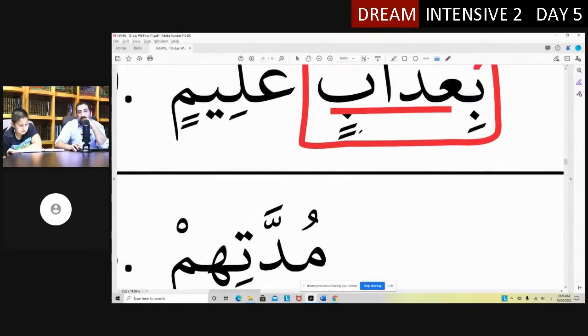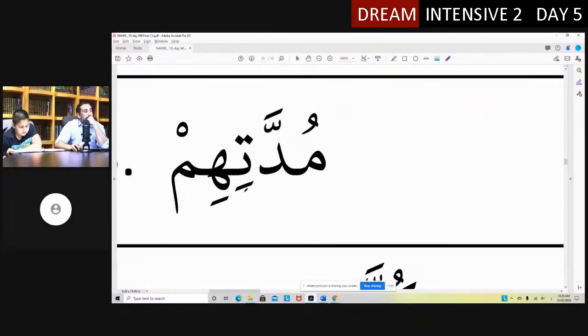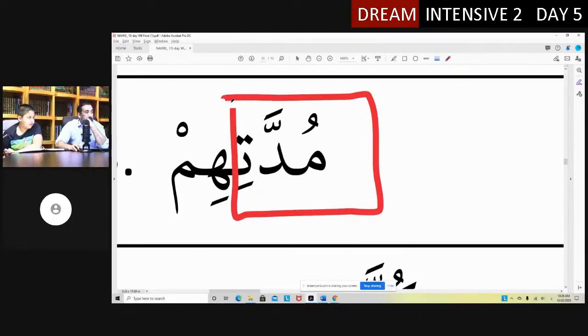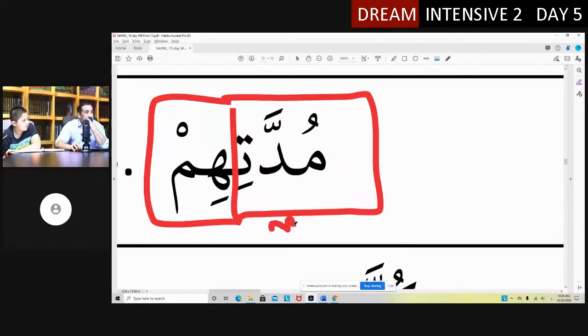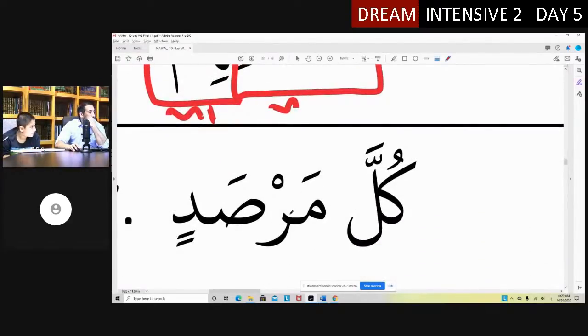And it cannot be a mudaf because it's heavy. Muddatihim. It's light, no al, and then the pronoun. So this would be a mudaf and mudaf ilayh. Every time you have an ism and you have a pronoun, it's a mudaf and mudaf ilayh. Kulla marsadin. Kulla has no al, and then marsad. And it's a special mudaf, remember? So automatically kulla is mudaf, and this is mudaf ilayh.